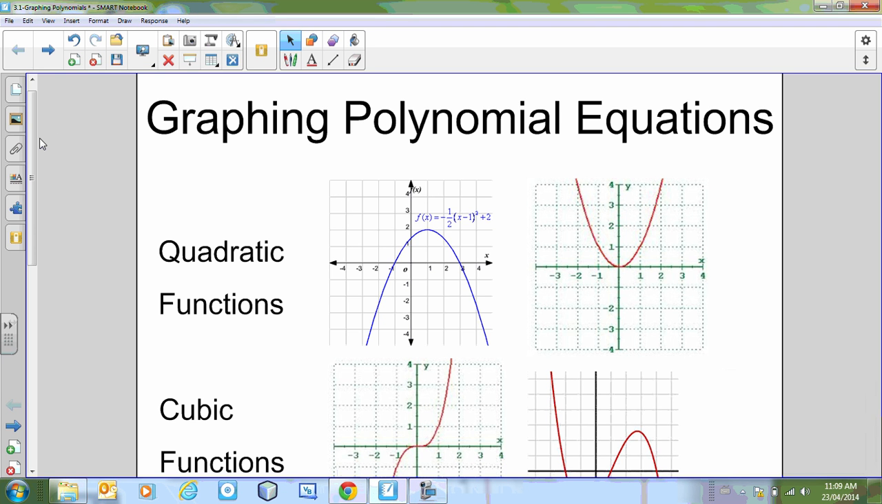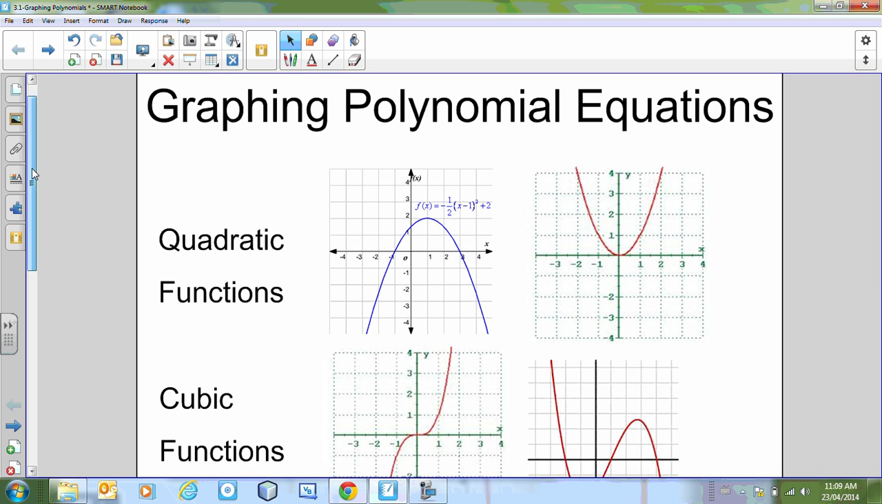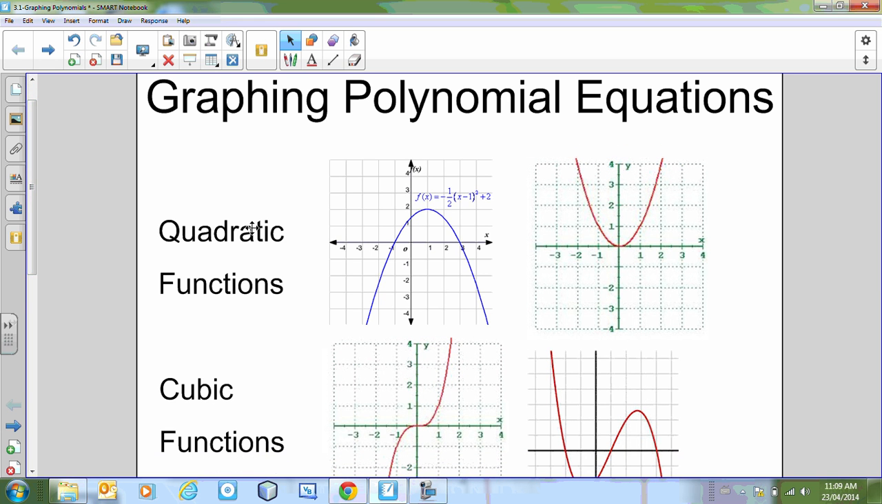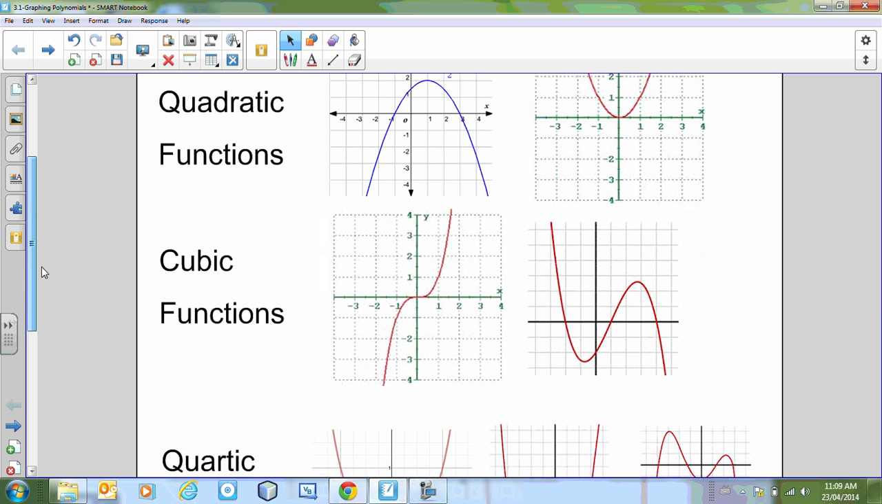Okay, so we're starting with graphing now. Essentially what we're going to see is what does calculus offer us in terms of drawing graphs that we didn't have before. If you remember from last course, basically with a polynomial, quadratic functions look like this, either a parabola opening up or a parabola opening down.